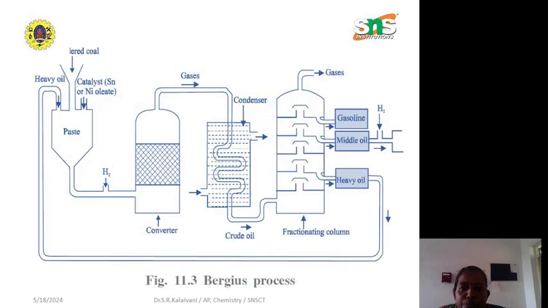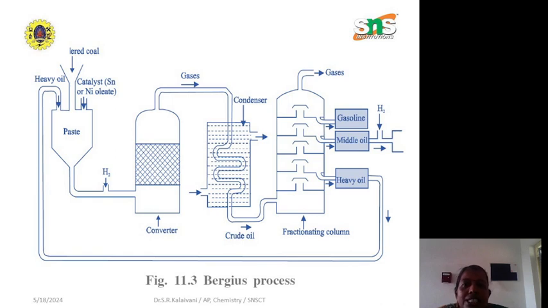This is the diagram for the Bergius process. First, heavy oil, powdered coal and catalyst powder are mixed into a paste. Then the paste is pumped along with the hydrogen. Then it goes into the converter. In the converter, saturated higher hydrocarbons are converted into lower hydrocarbons. Then the lower hydrocarbons go into the condenser column, where they condense and crude oil is obtained.